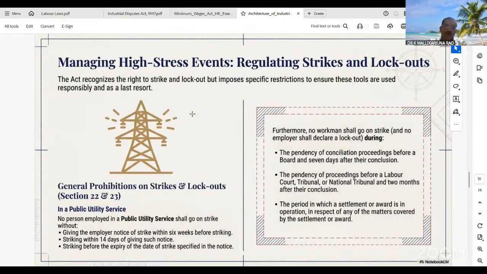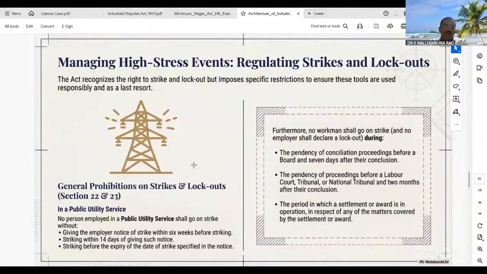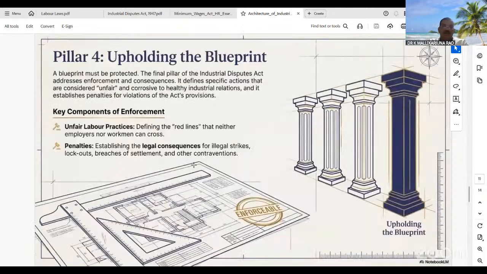No person employed shall go on strike without giving the employer notice within 6 weeks before the strike. Whatever notice they give, they need to go on strike within 14 days. The strike before the expiry date requires specific notice to be given. That is what workmen are given in this kind of situation.